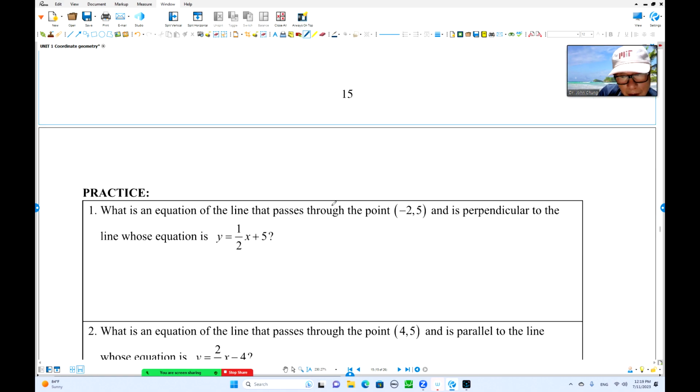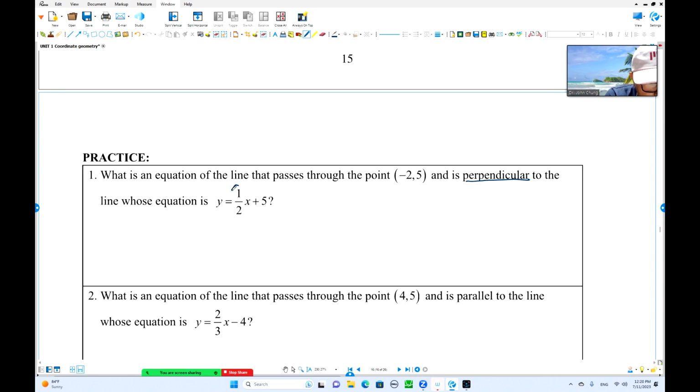Okay, now we're going to have two practice problems up here, okay? The first one is perpendicular, the other one is parallel, okay? Perpendicular first. What is the slope of the line perpendicular to this? This one has slope 1/2. By the formula, the other slope must be equal to the negative reciprocal. So negative 1 over 1/2, right? That is equal to negative 2.